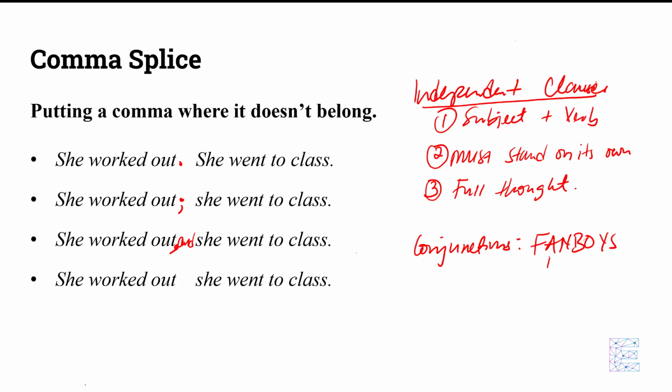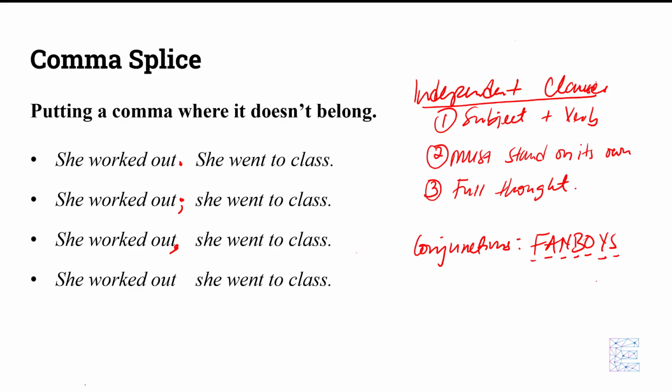A stands for and. Or we could go, she worked out, so she went to class. So S stands for so. And the rest of these, if you don't remember, are for, and, nor, but, or, yet, and so. More on that later. But so far, we've seen three ways we can correctly punctuate two independent clauses.